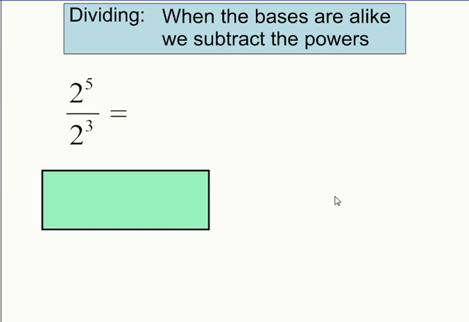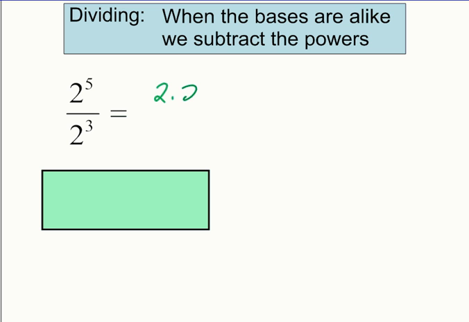Now, dividing is going to be the opposite of multiplying. So instead of adding the powers or adding the exponents, we're going to subtract those powers from each other. We're going to subtract those exponents. And again, I'm going to kind of prove to you what I'm talking about.